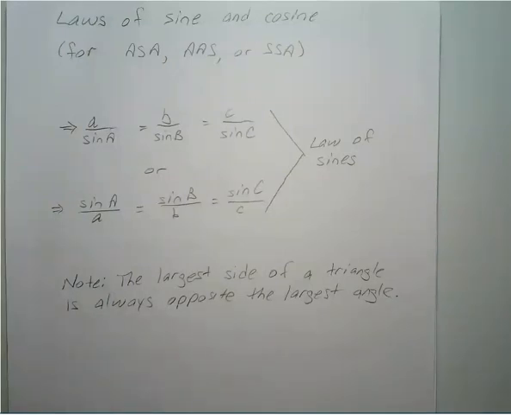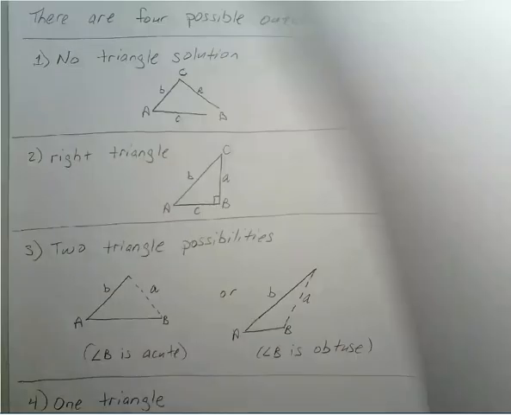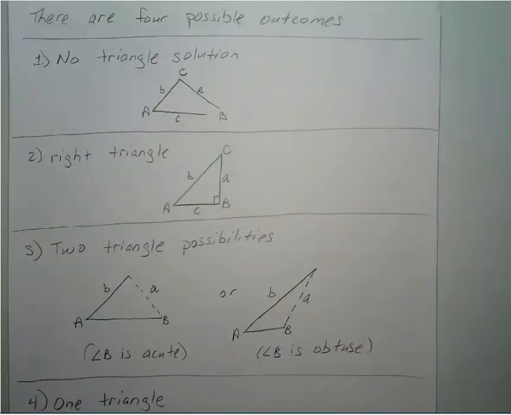All right. So if you're still writing, feel free to press pause, but we're going to go ahead and move on to the next page and show you the 4 possible outcomes when solving for your triangles. Now, when given certain bits of information and you try to solve it, you always have the option of having no triangle solution. Or your outcome could be a right triangle. And then you have the 2 triangle possibilities.